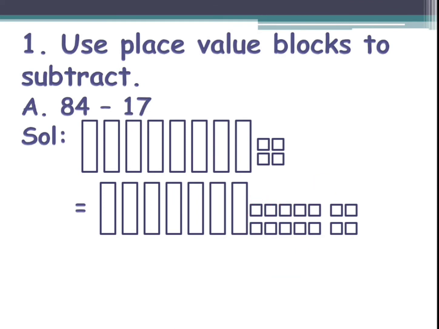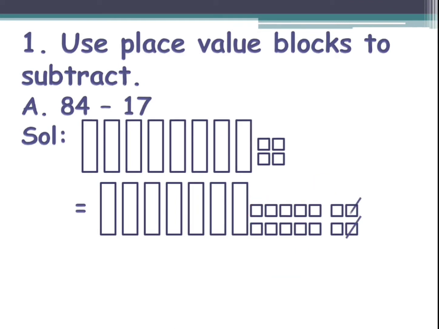Okay, let's remove 1, 2, 3, 4, 5, 6, 7. Okay, 7 we have removed. Now check how many are there. So 1, 2, 3, 4, 5, 6, 7 are there.